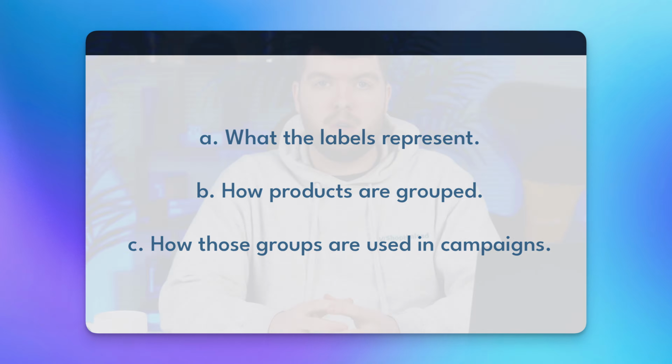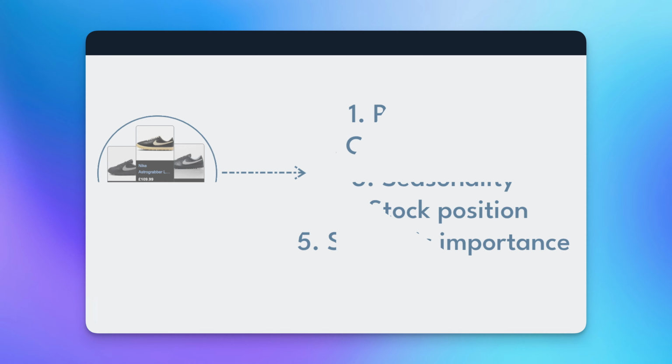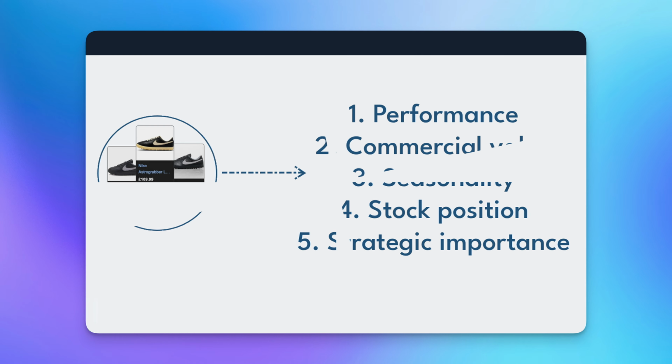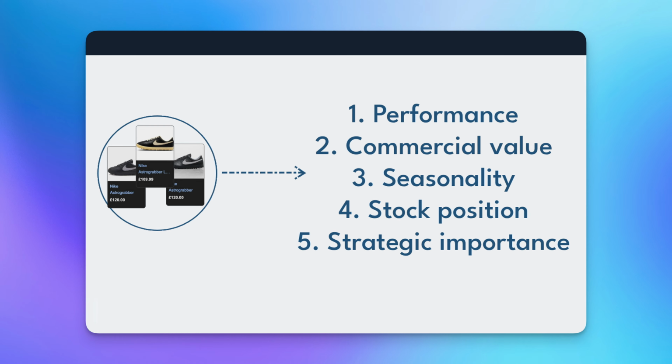in campaigns. Custom labels exist to solve a simple problem. Standard attributes describe what a product is. Custom labels describe how you treat it. They allow you to group products based on performance or commercial value, seasonality, stock position, or even strategic importance. So in other words, custom labels turn your feed into a decision layer, not just a data source.